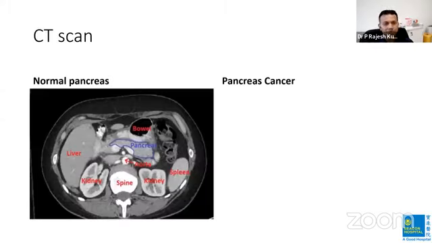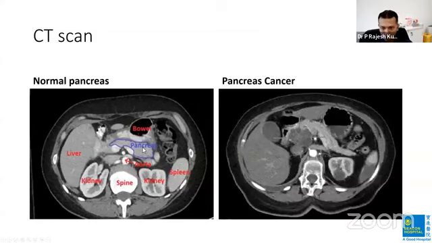Now, this is an example of a CT scan. On the left here is the CT scan of a normal person. Here is the liver. This is the spine. Sorry, just give me a second. Okay, so this is the liver, this is the kidney, this is the spine, and this is how a normal pancreas looks like.